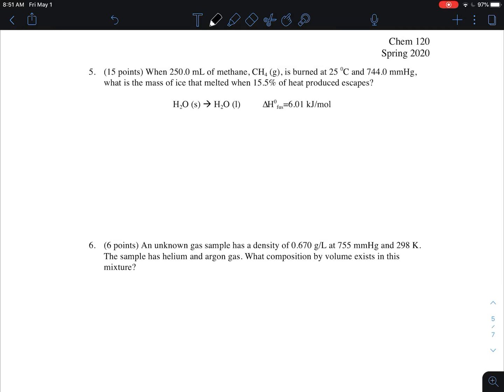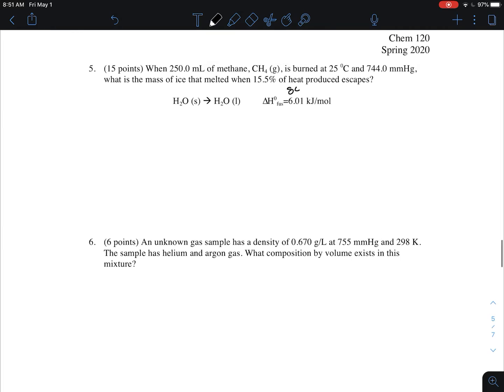Alrighty, moving on. When 250 milliliters of methane gas is burned at 25 degrees Celsius and 744 millimeters of mercury, what is the mass of ice that melted when 15.5% of the heat produced escaped? So 15.5% of the heat that was made was gone. So what is 100 minus 15.5? 84.5. So that means 84.5% of the heat actually helped this process because 15.5% escaped.